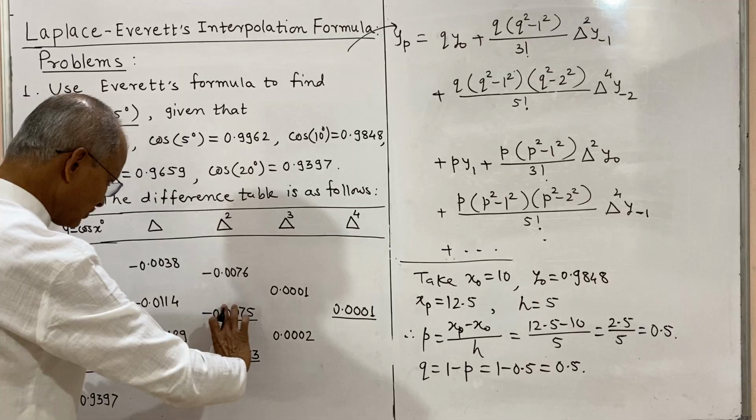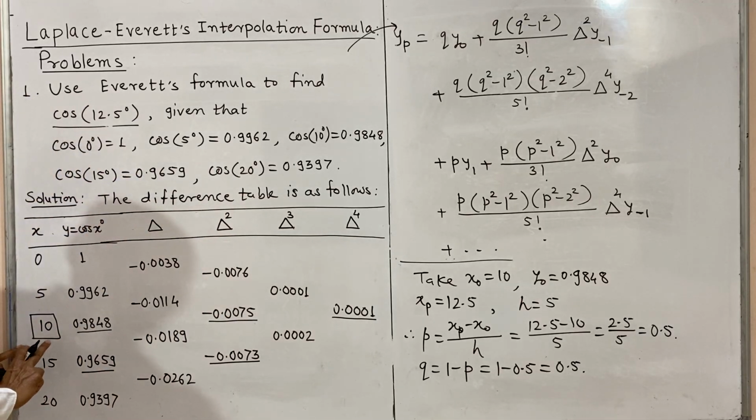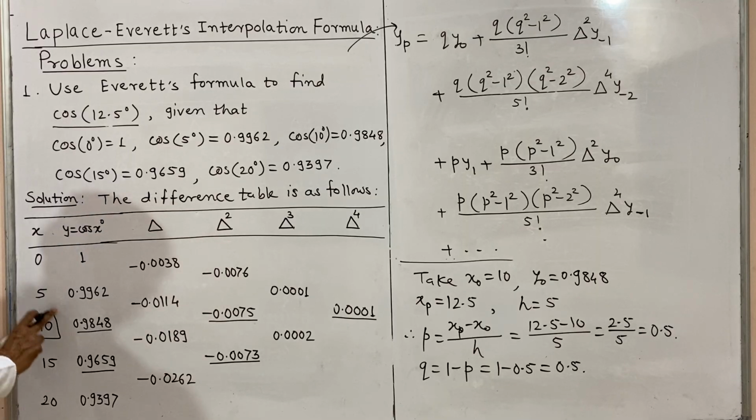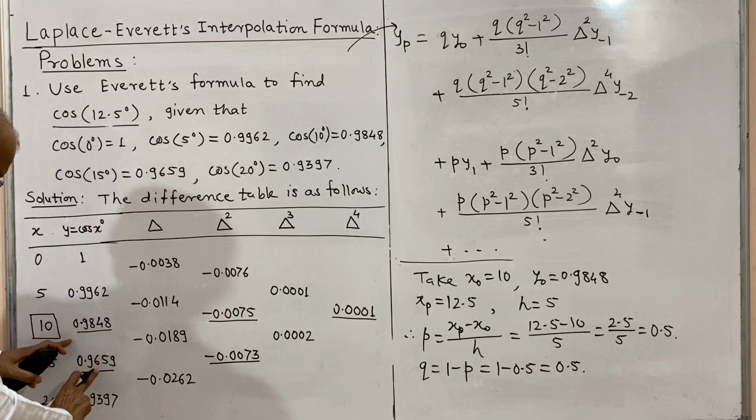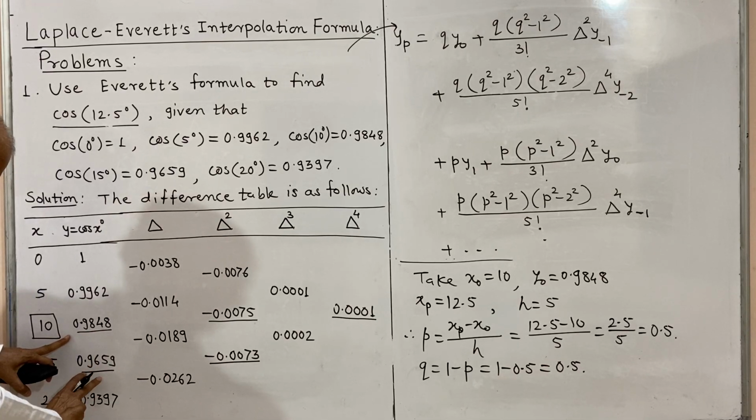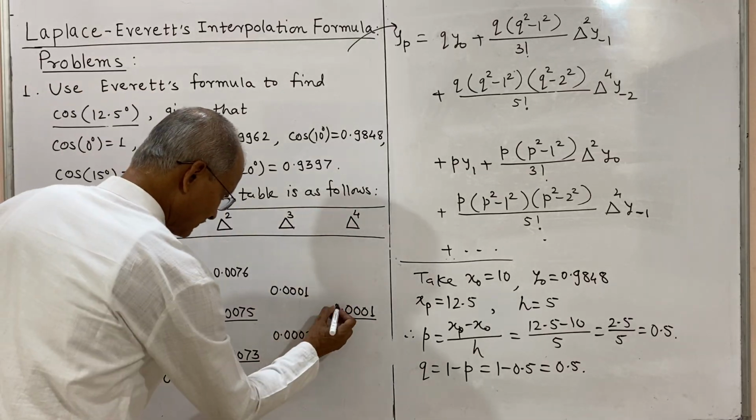So two rows are to be considered, the row of x naught and the row of x1, and actually we don't take the values of x naught, x1. We require the value of y, and that means the rows of y naught and y1 are to be taken, and these values are to be considered.